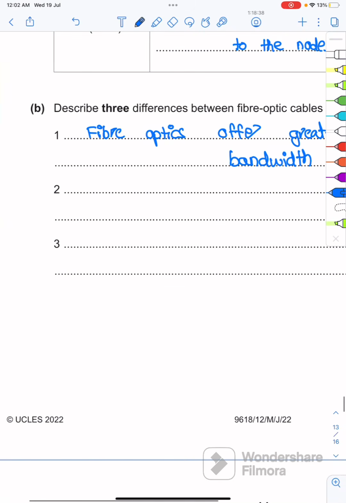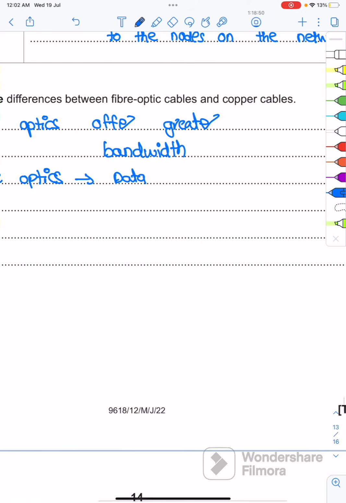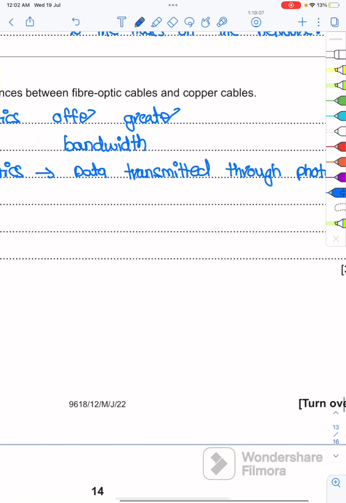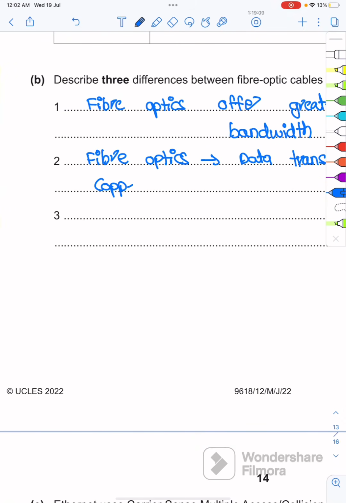Fiber optics, let's just say the difference. Fiber optics: data is transmitted through light, through photons. Copper cable: you use electrical signals to transmit it.